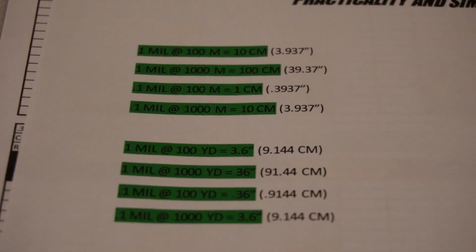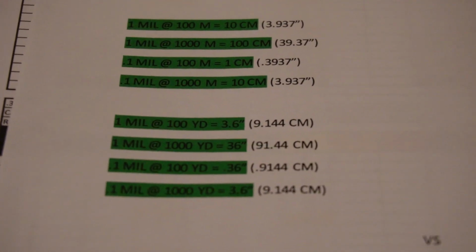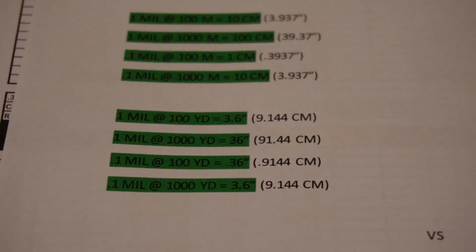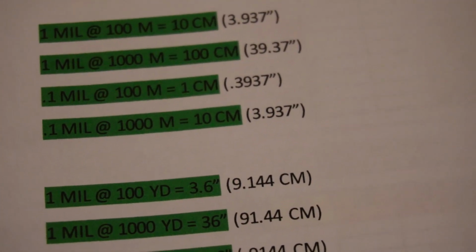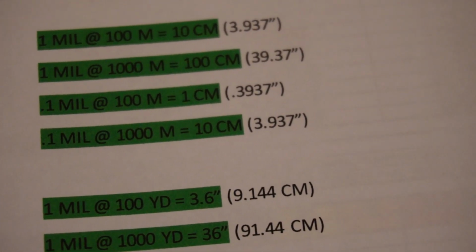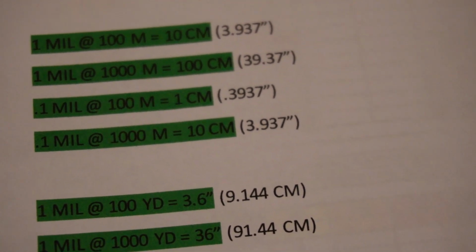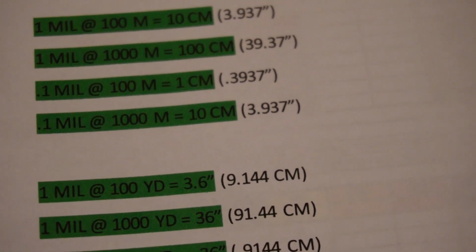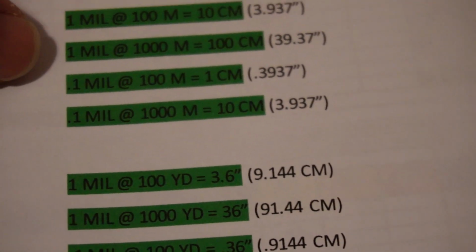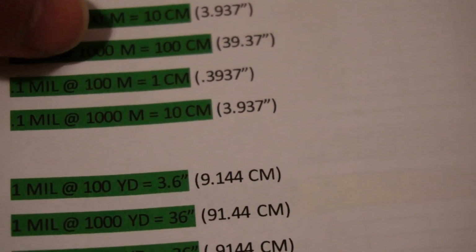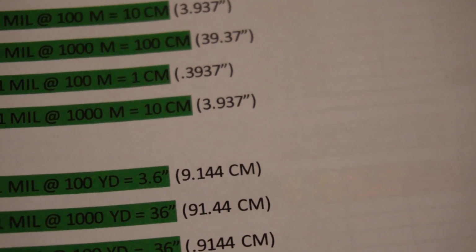As you can see here, when it comes to mils, 1 mil at 100 meters is equal to 10 centimeters, and at 1,000 meters it would be 100 centimeters. 0.1 mils at 100 meters would be 1 centimeter.